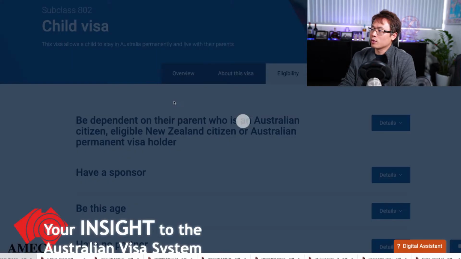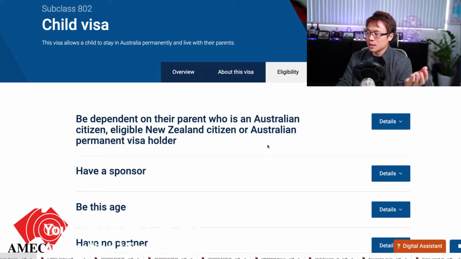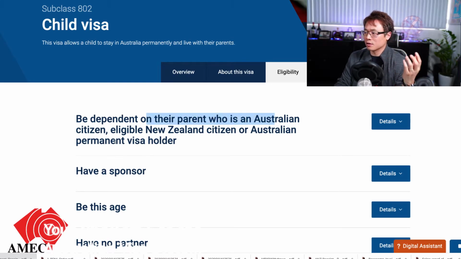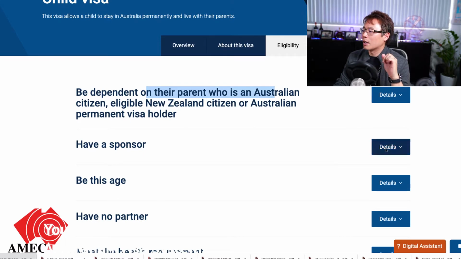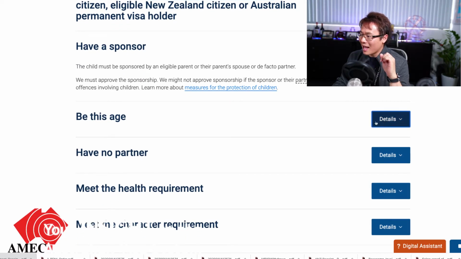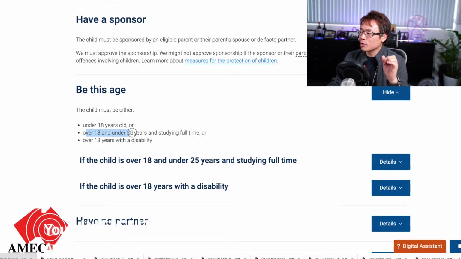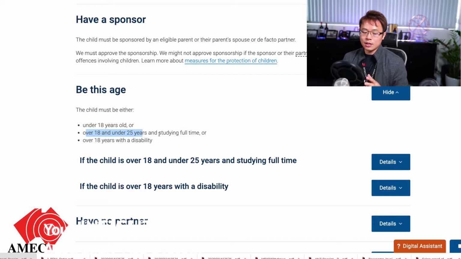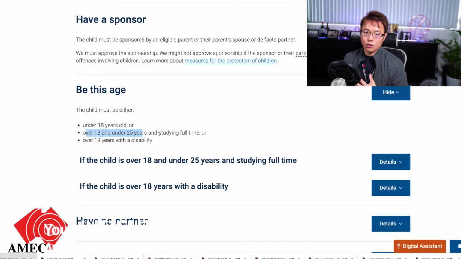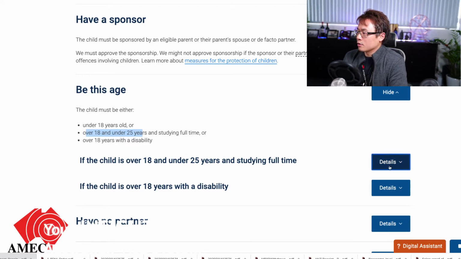Now, as for the applicant, it's not that hard compared to all the other visa categories. You need to be dependent on your parent who is an Australian citizen, eligible New Zealand citizen, or Australian permanent resident. That's a no-brainer. Now with a sponsor, the age has to be 18 or below, or if you are between 18 and 25, you need to show that you are studying full-time. The child cannot be 20 years old and already out there doing a full-time job. Then that would be deemed not eligible under this category of visa. So that explains it here.